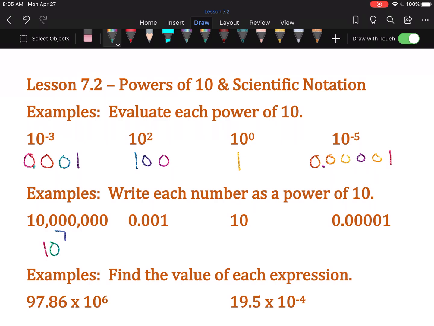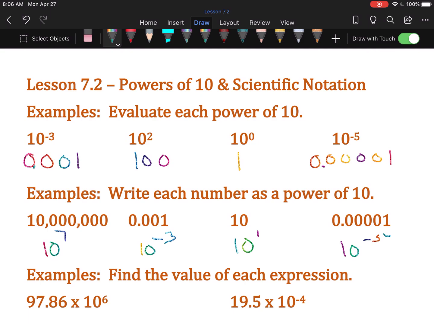In the next example, there are 3 zeros. They come before the 1, and there's that decimal point that I want to see between the first two. That means this is 10 to the negative 3 because of the 3 zeros. 10 by itself, well, there's 1 zero, so that is 10 to the first power. And 0.00001, there are 5 zeros before the 1, so that is 10 to the negative 5th power.